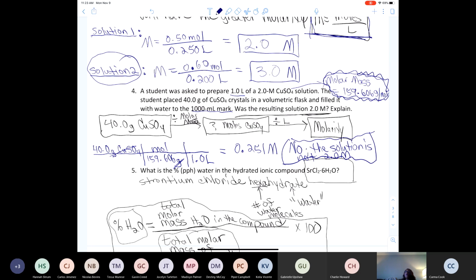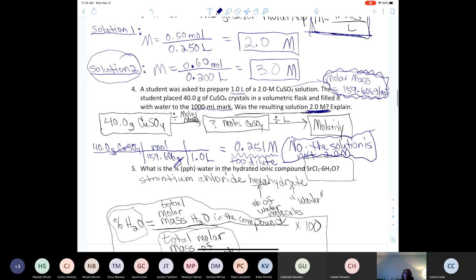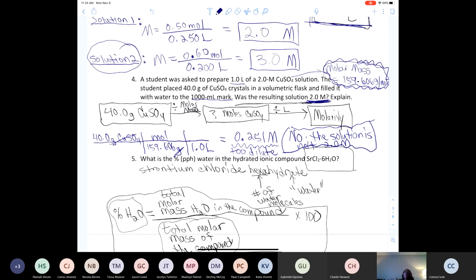The student did not weigh out enough copper sulfate. Because the student's solution's molarity is much less than what was needed, the solution that the student made was too dilute. Saying it was too dilute means it wasn't concentrated enough. It was only 0.251 molarity. It needed to be 2.0 molarity. So that means the student should have weighed out a whole lot more copper sulfate.